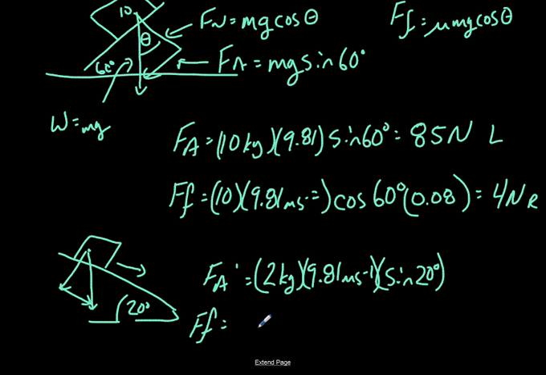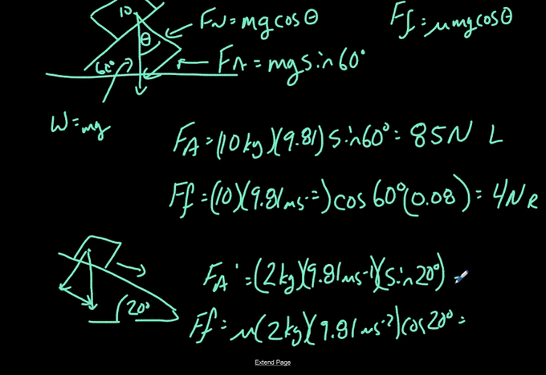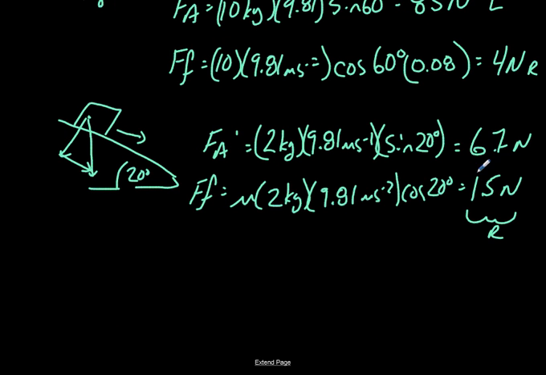And FF here is going to be mu, 0.08, times 2 kgs times 9.81 times the cosine of 20 degrees. So we'll solve those. Okay, so solving for this, 6.7 newtons to the right and 1.5 newtons to the right for frictional force. All right, so now what we want to do is find the net force going on here. F net equals.